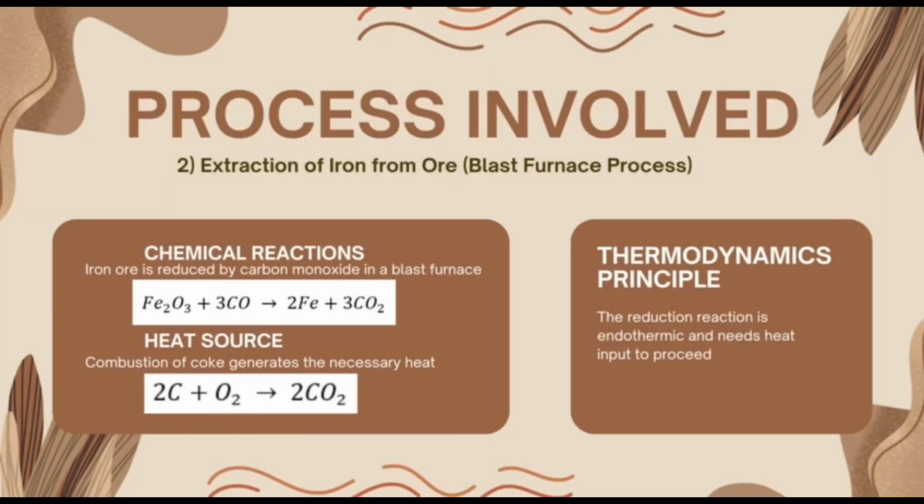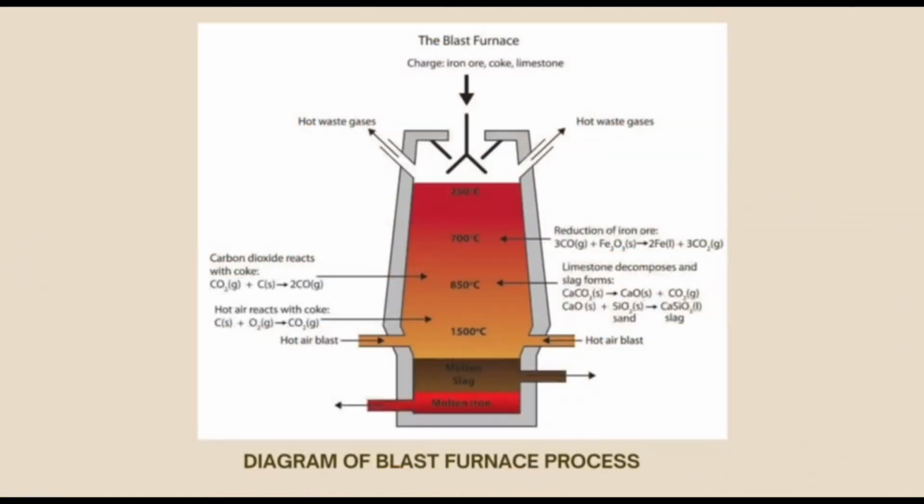The second process involved in iron is the extraction of iron from ore, the blast furnace process. The chemical reaction: iron ore is reduced by carbon monoxide in the blast furnace. The heat source is the combustion of coke, which generates the necessary heat. The thermodynamic principle for the extraction of iron from ore is that the reduction reaction is endothermic and needs heat input to proceed. The diagram shows the blast furnace process.